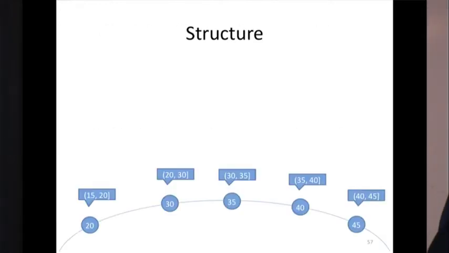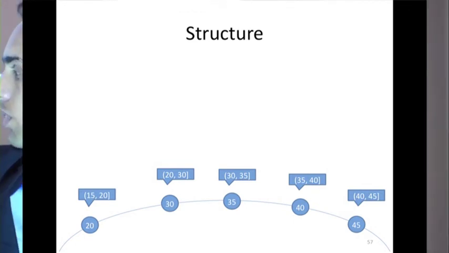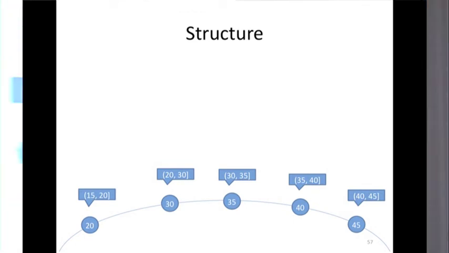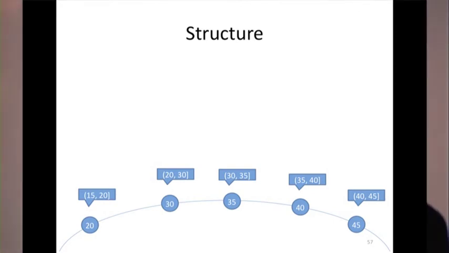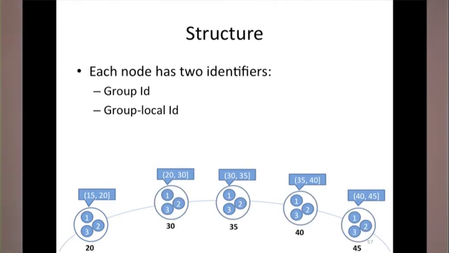What does that mean? So this was how things looked like before. 35 was responsible for this key range. 30 was responsible for this key range. But we said we don't want to talk about nodes anymore. We want to talk about groups. So instead of one node being on the ring, we have basically a group of, let's say, 3 nodes. So each node now on the ring is replaced by a set of nodes on the ring.